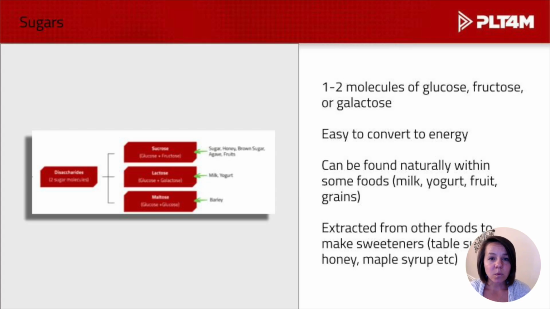Now, these sugars are naturally found within things like milk, yogurt, fruit, and even some grain products. When we extract it from foods and concentrate it, that's when we end up with the added sugars that we commonly talk about, right? So cane sugar, for example. If you take the cane sugar plant and you extract it and concentrate it, you end up with table sugar. Brown sugar is a combination of that table sugar as well as some molasses. So we're extracting things from different plants and concentrating them to come up with some of our added sweeteners.